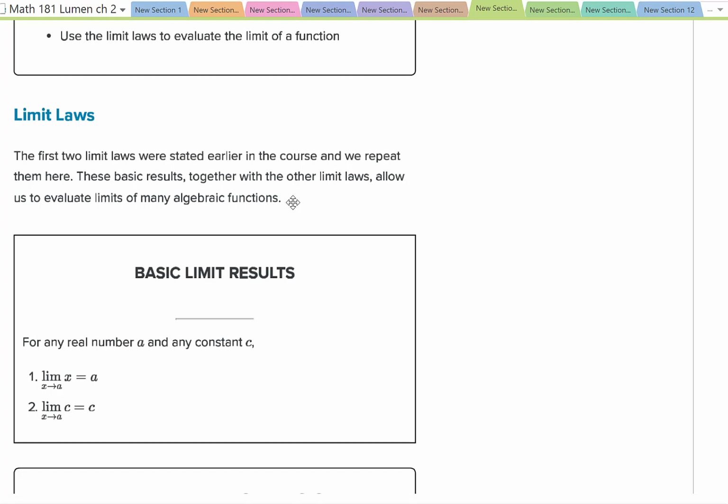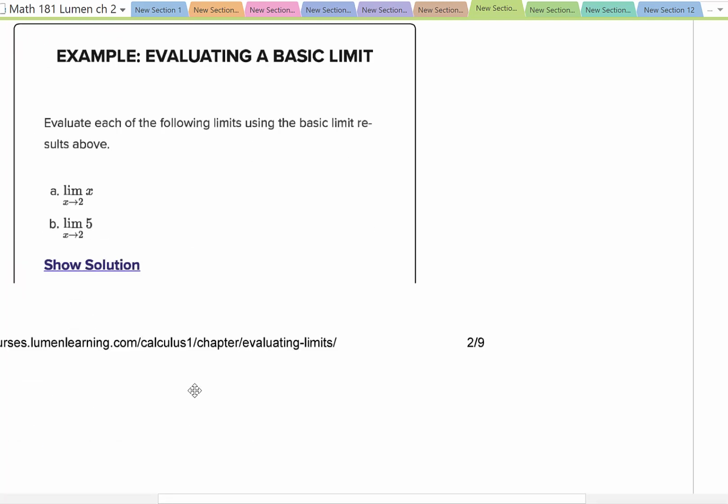The first two limit laws were stated earlier in this course. We saw that the limit as x approaches a of x is a, and the limit as x approaches a of some constant c is c.